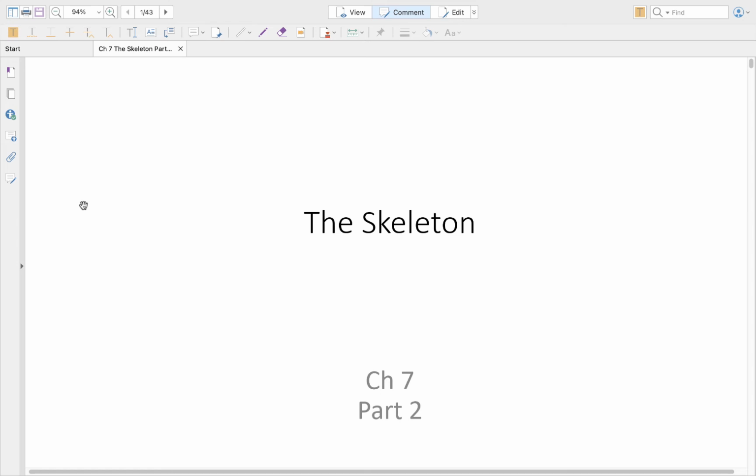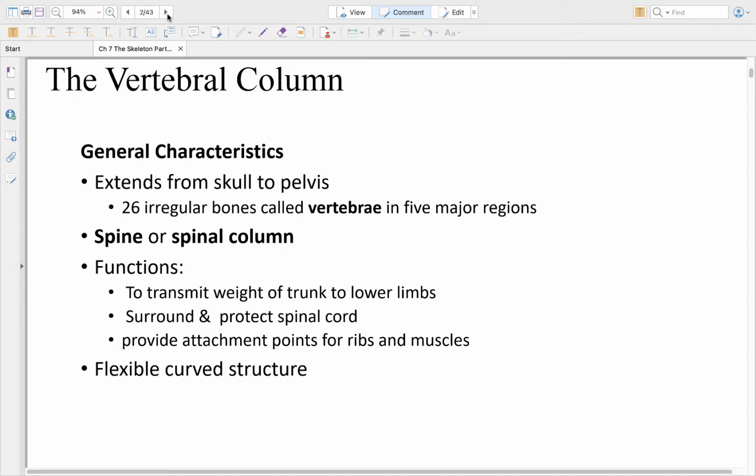The skeleton, chapter 7, part 2. Now, today we're going to cover the rest of our bones, and we're going to start with the spine and the spinal column, and then go from there.